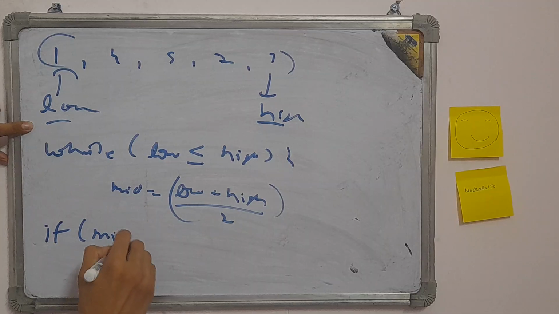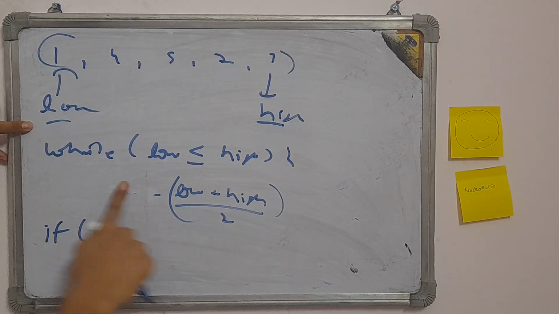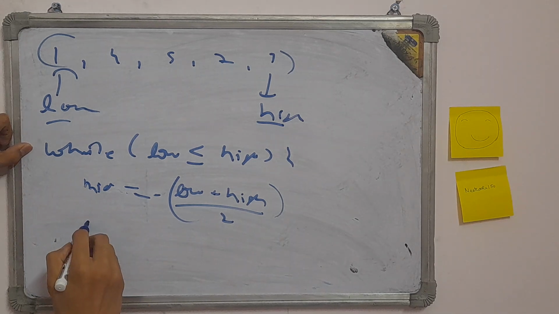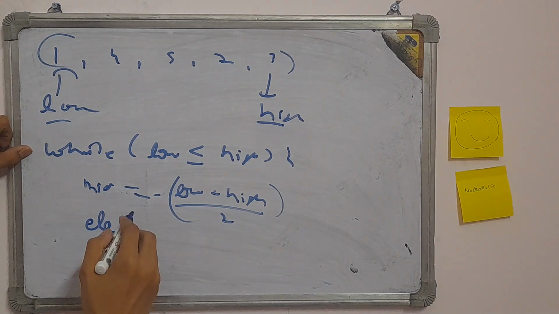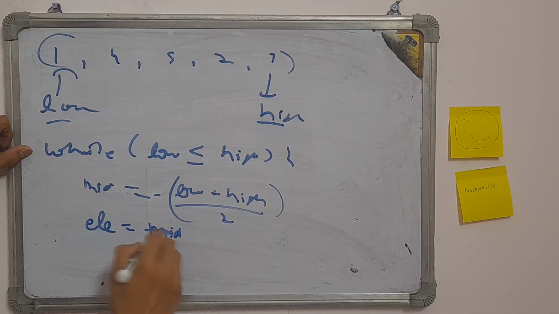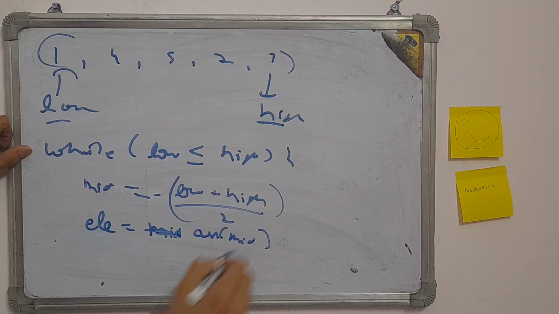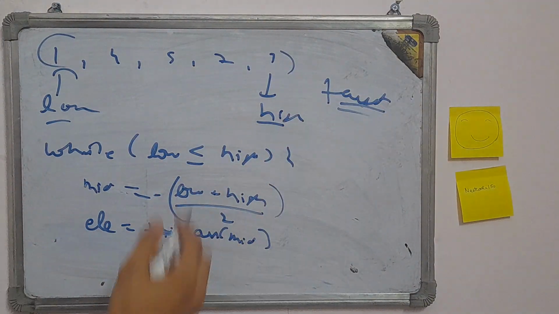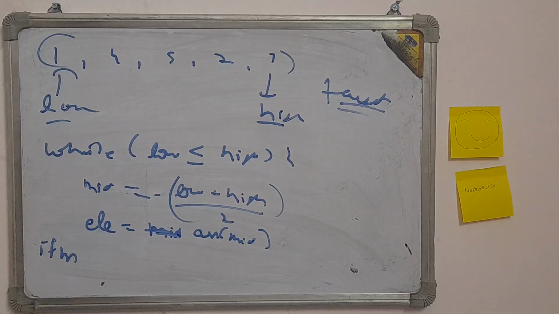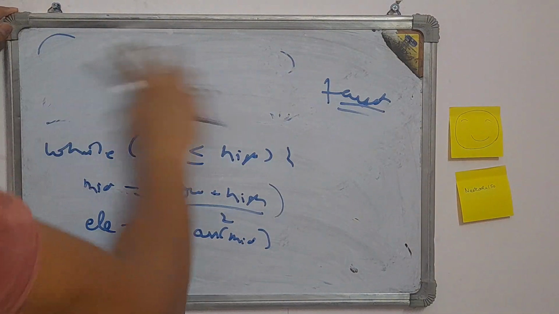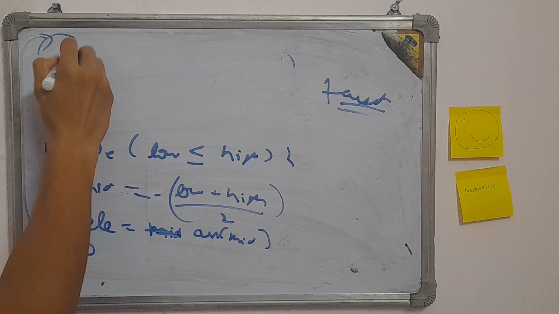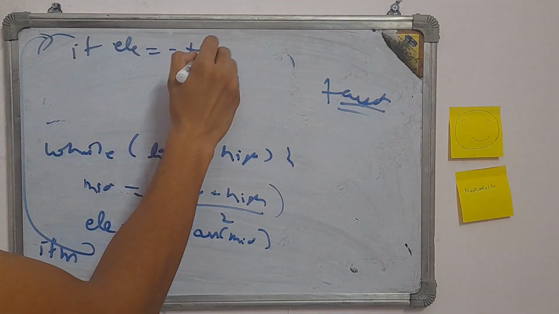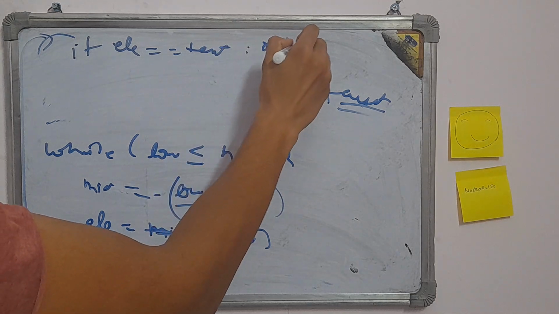Let's say if the element is equal to array of mid. Okay. So now we know the middle element and we also know the target variable, which is given in the question. So we check that if the middle element we have is equal to target, we just return the index which is mid.